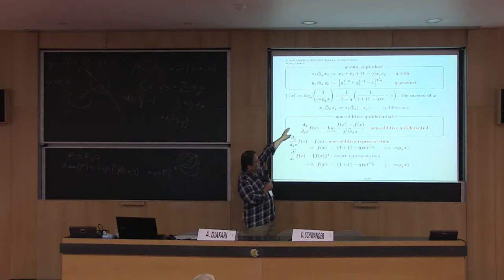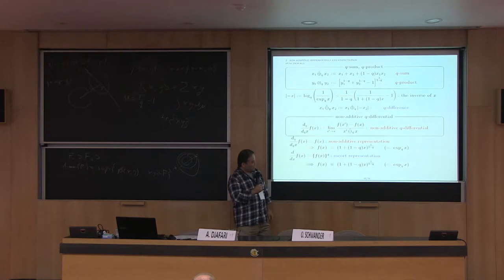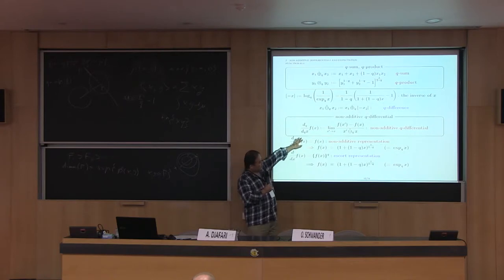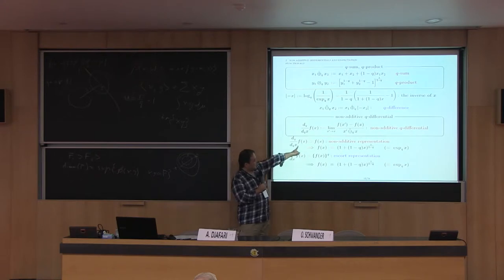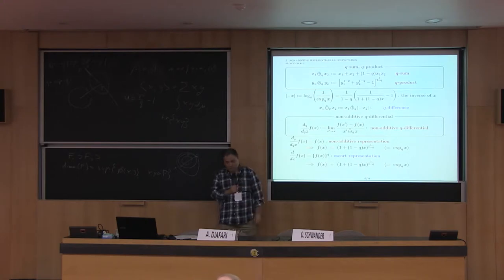Then of course we can define the inverse of the additive group, so we call Q difference. Then we can define the deformed differential operator, so non-additive, we call this one the non-additive Q differential. The eigenfunction of this deformed differential equation gives the Q exponential function. So we call this one the non-additive representation, and the bottom one we call escort representation.